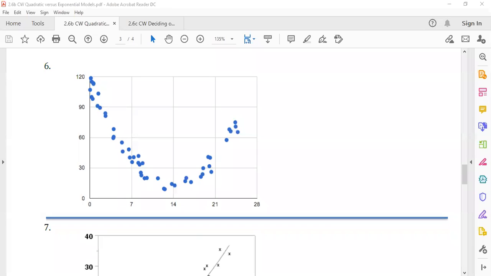Okay, you guys are absolutely correct. If this doesn't look like a parabola, then I don't know what else does. Literally like a curve and then bam. So this would definitely be a quadratic function, because it literally looks like a parabola.